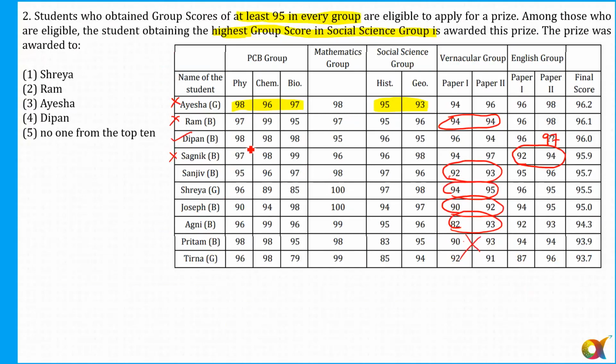So what should be the answer for question number 2? Among those who are eligible in every group, the answer is option number 4, that is Deepan. Only Deepan in fact satisfies this condition. This entire condition is only satisfied by Deepan. There is no other person. So the answer will be option number 4, which is Deepan. Is that part clear to all of you? Can I move to the next slide? Please respond. Great. So the answer for question number 2 is option 4, Deepan.